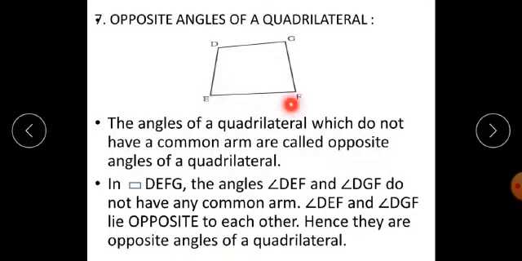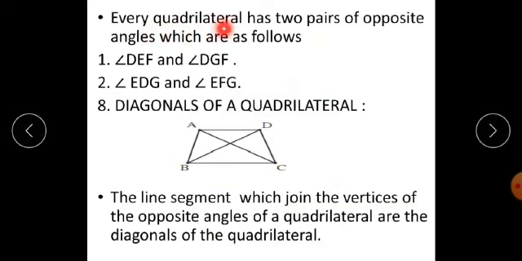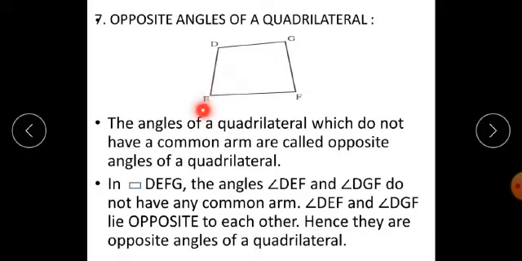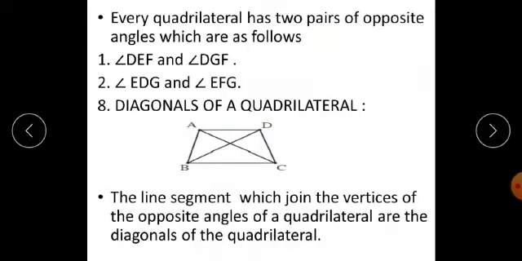Therefore, angle DEF and angle DGF are opposite angles. Therefore, every quadrilateral has two pairs of opposite angles, which are as follows: angle DEF and angle DGF, and angle EDG and angle EFG. These are the two pairs of opposite angles.